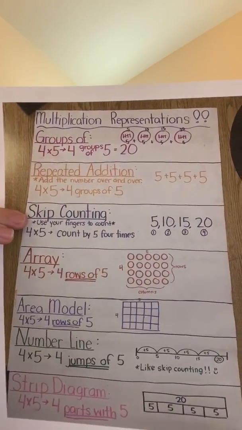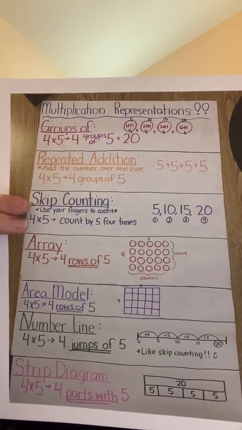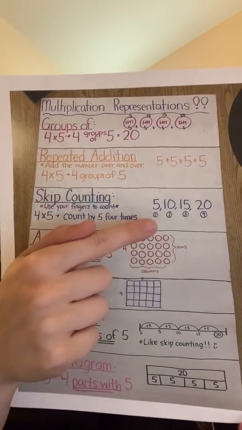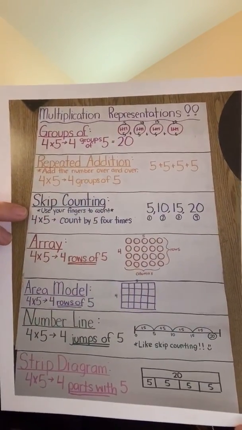We can also skip count, which is something that y'all have been doing for a really long time. 4 times 5 is count by 5 4 times. So 5, 10, 15, 20. You get your same answer of 20.